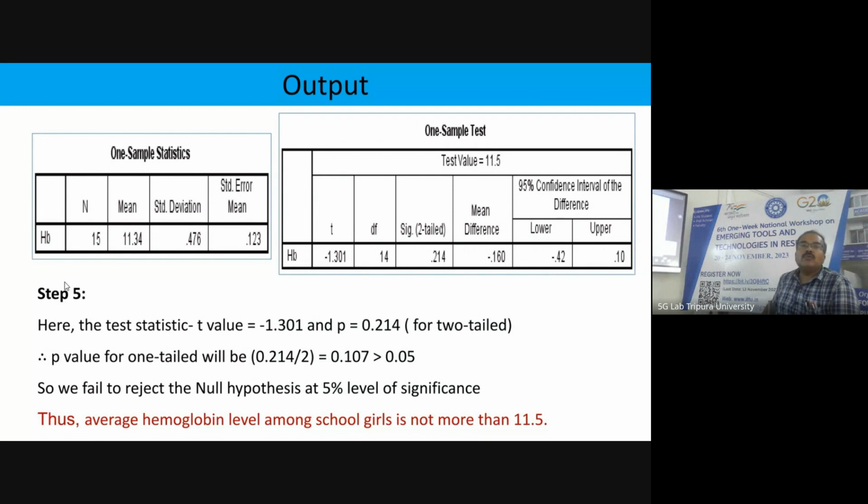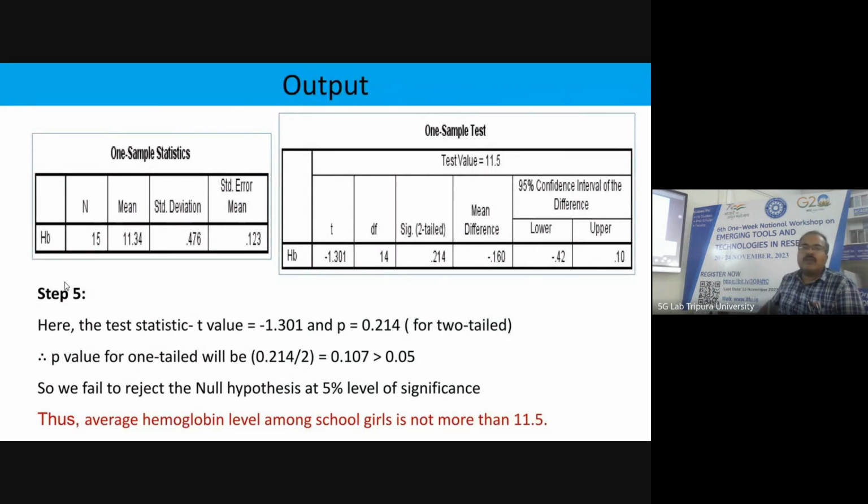Why are we dividing it by 2? See, this p value is for a two-tailed test. That means if you are considering both the tails, the p value considering both the tails is 0.214. But your problem is a one-tailed problem because the hemoglobin level is greater than 11.5. So in the second stage, for the p value for one tail, you are converting the two-tailed p value into a one-tailed p value. That is 0.214 divided by 2, that is 0.107.